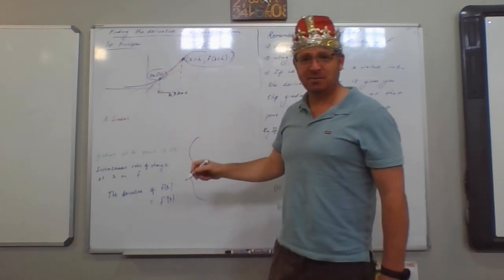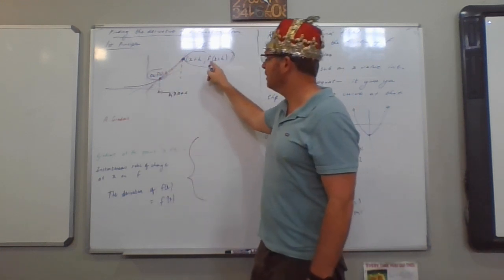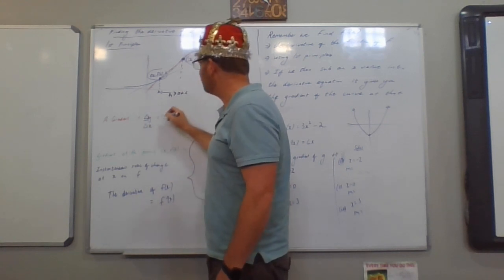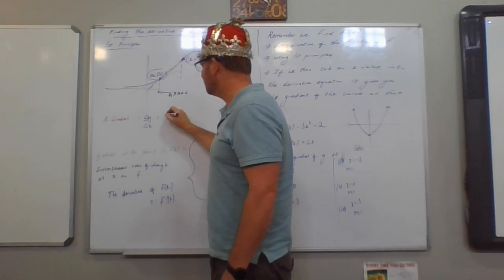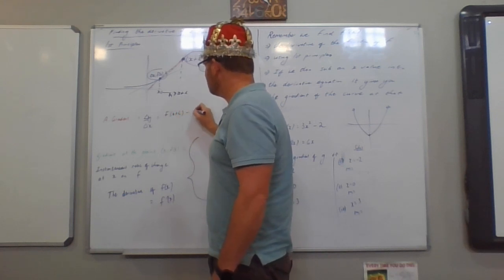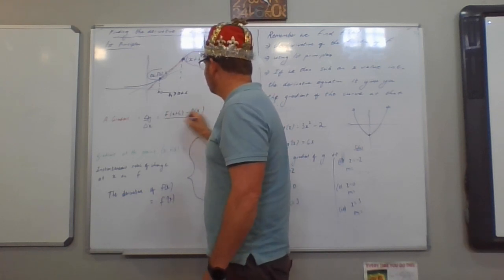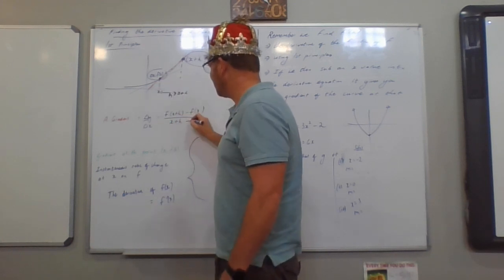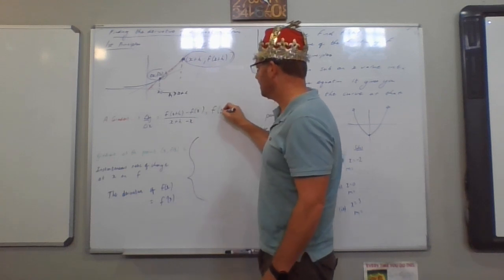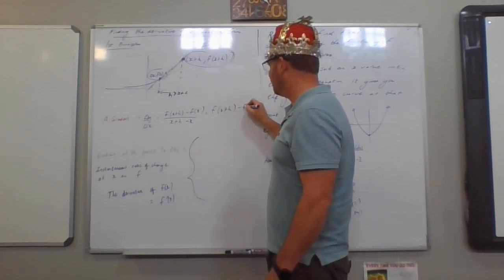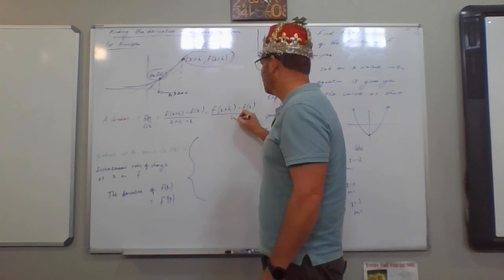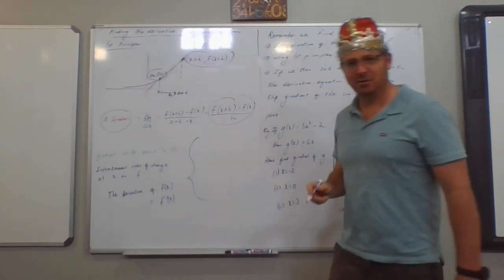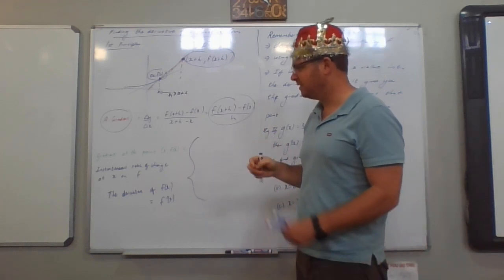Then to find the average gradient between any 2 points on the curve, it will be equal to change of y over change of x between those 2 points. So in this case, it would be f of x plus h minus f of x, over the difference between the x coordinates, which will be x plus h minus x. And if I simplify that, I end up with my average gradient formula, which is that. So there is your average gradient formula, which is the gradient of the straight line joining 2 points.